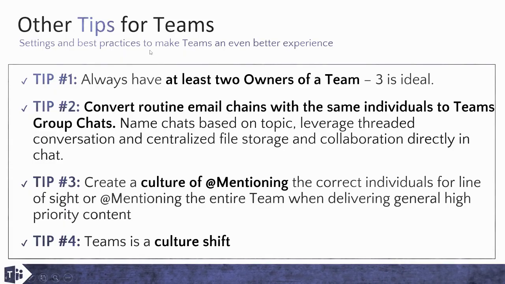Other tips for teams: you should always have at least 2 owners of a team, and 3 is ideal. If you have emails that you want to send out or information, that's fine. You can still send it through Outlook, but a good way to think is to actually put those emails or put that information also in the files or the posting part of the team.